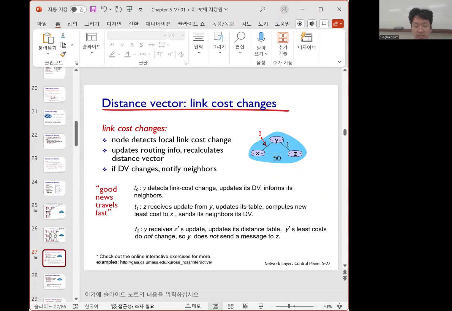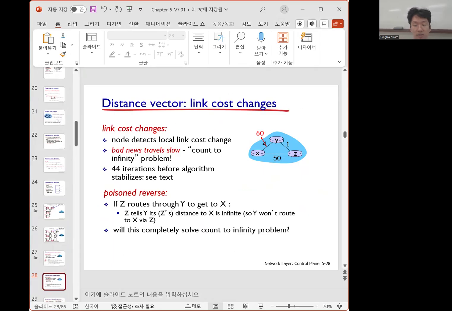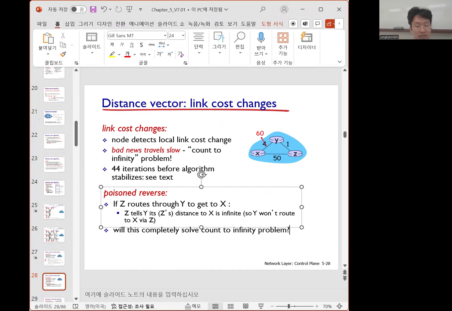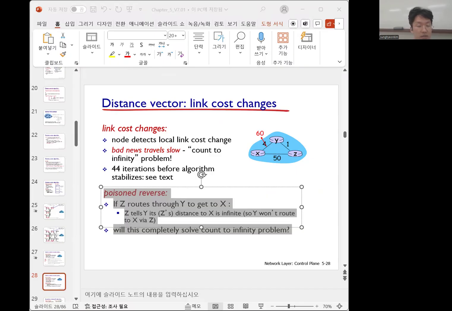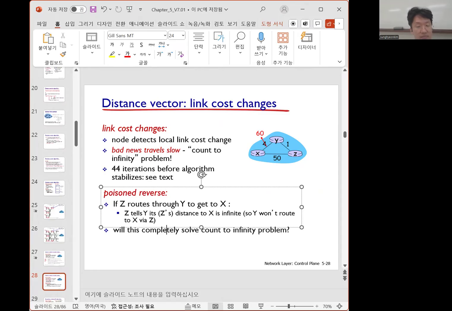Link cost change is a very big deal. And there's the poisoned reverse situation. And there is the count-to-infinity problem regarding this. If z tells y its distance to x is infinite, then will it completely fail to count to infinity?